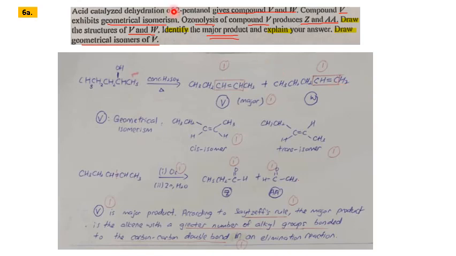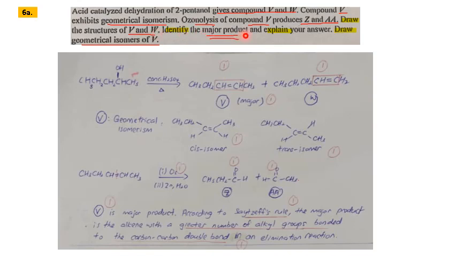Ozonolysis of compound V produces Z and AA. So you try to write down this equation. In ozonolysis, the bond is breaking and forms a double bond to O. It will form the pentanal, and here it will form the ethanal. So this is Z and AA. Draw the structure of V and W, done.